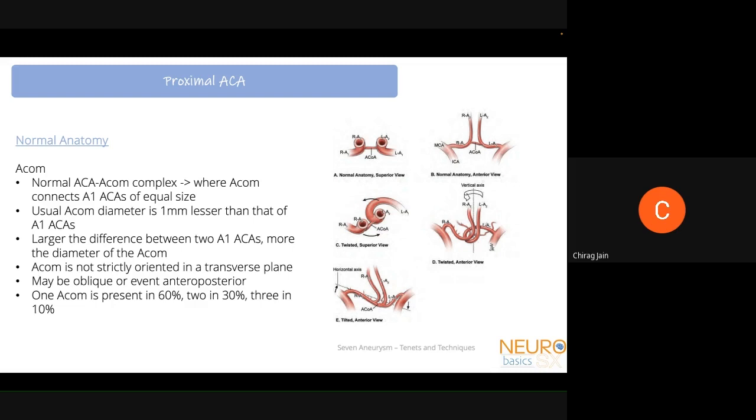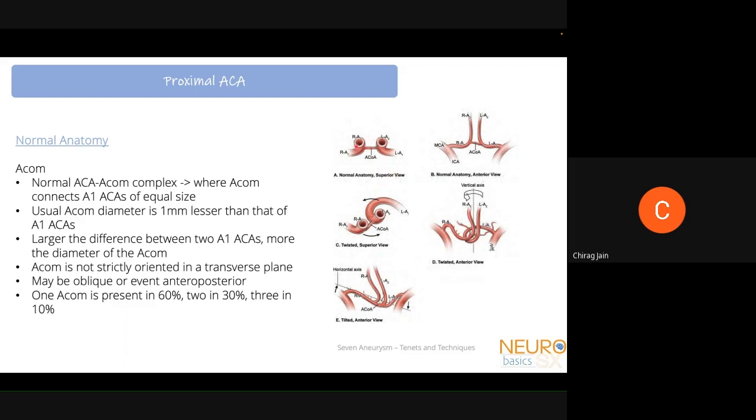The normal ACA-ACOM complex is where the ACOM is going to connect A1 ACAs which are of equal size. So that is a normal anatomy. There's an ACOM which is connecting A1 ACAs of equal size on both sides. And the usual diameter of the ACOM is supposed to be 1 millimeter less than that of the A1 ACAs.